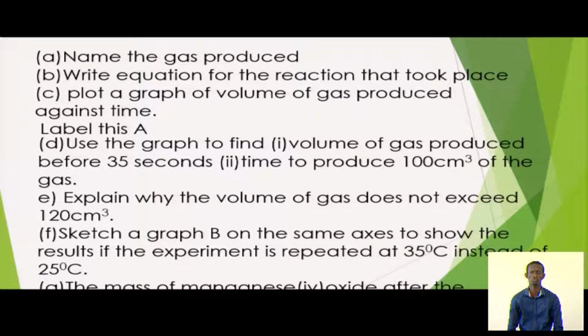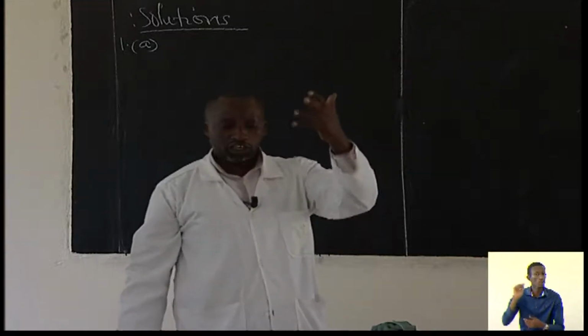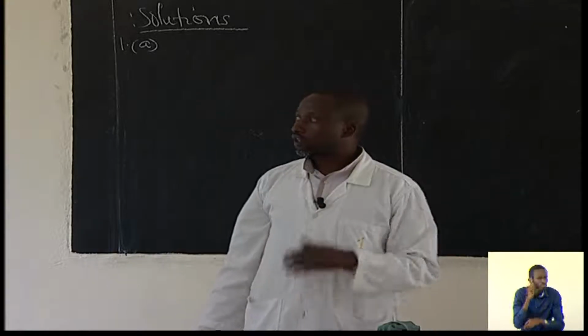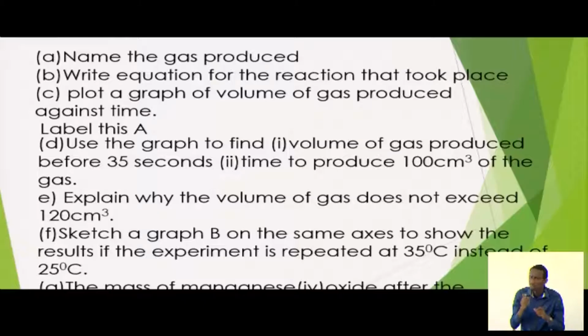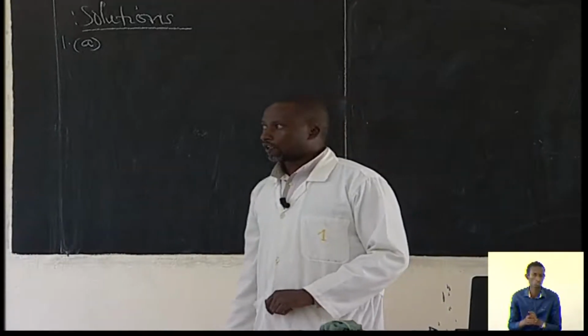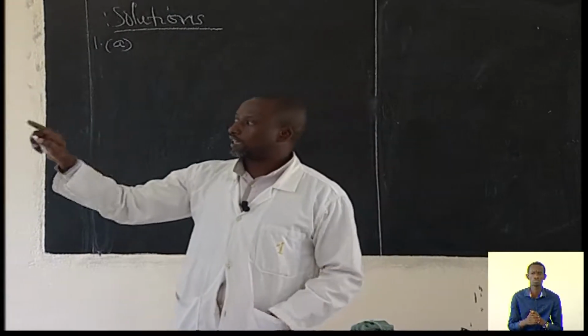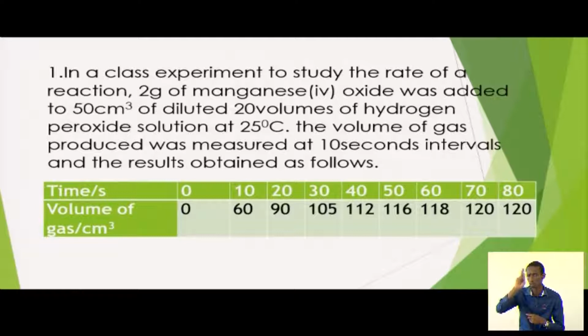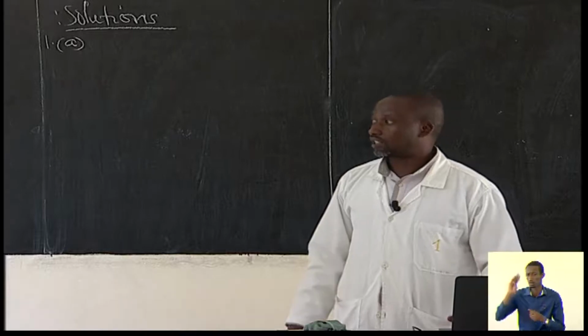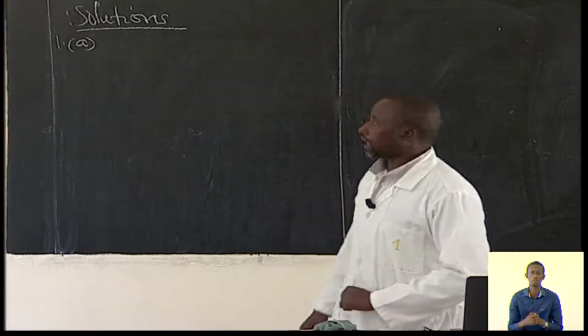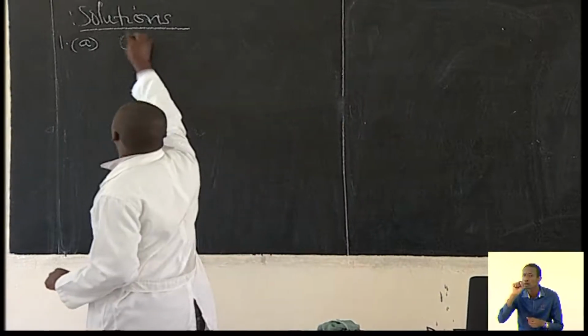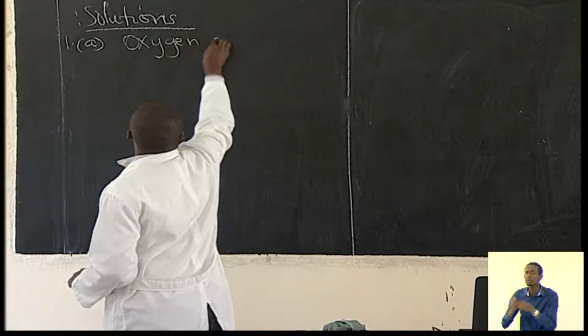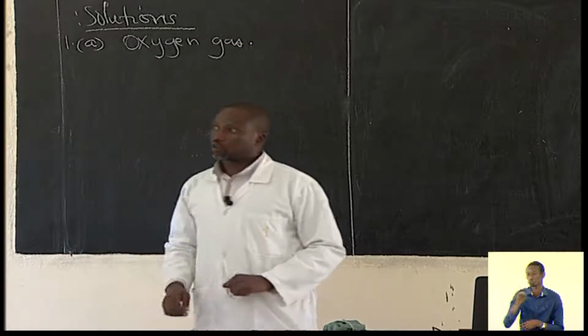Solutions to the questions. Number 1, part A. I will be giving a few seconds to think about the question as we go along. Name the gas produced in the experiment above. So what was the experiment, if you remember? The experiment is about the reaction, the decomposition of hydrogen peroxide using manganese 4 oxide as a catalyst. So the gas that is produced is oxygen gas.